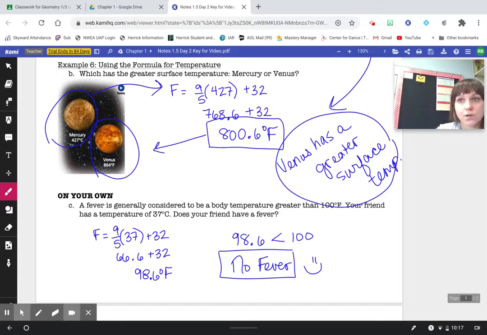Here's the answer for the on your own. You end up taking 37 degrees Celsius, putting it into the formula for Fahrenheit, and you get 98 and 6/10 degrees Fahrenheit, which is less than 100. Therefore, your friend does not have a fever.